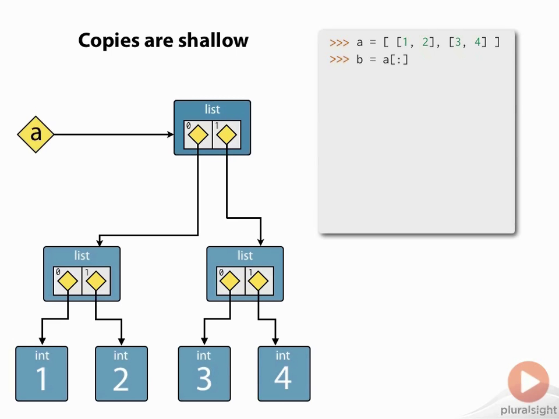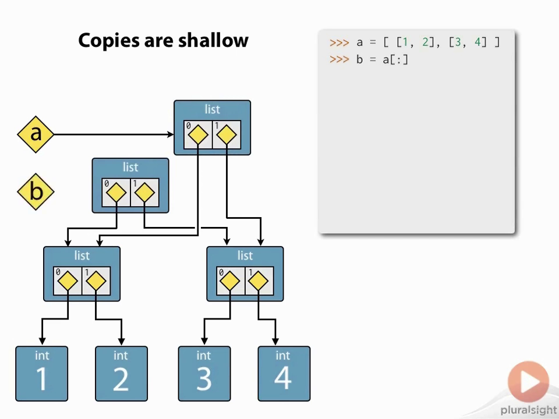Here we use the full slice technique, but any of the three techniques we've shown will have the same effect. We're requesting a copy of the outer list, so its elements, which contain references to the two inner lists, are duplicated. These references refer to the same inner lists as the original list A. Once the list copy is complete, we bind a new reference named B to the new list.